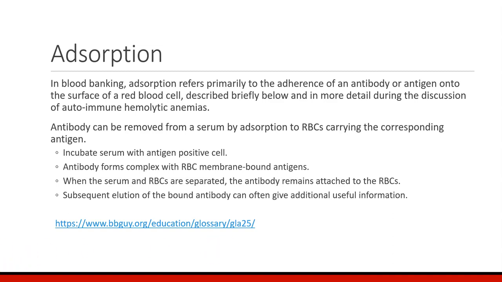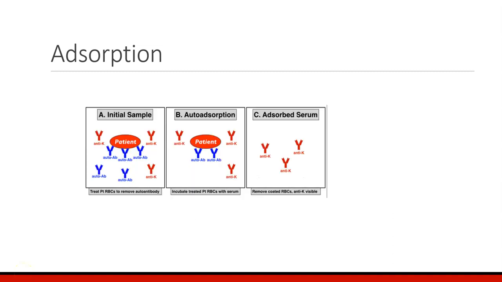The antibody will then bind and be removed. There's different applications of adsorption, and we talked about adsorbing out an alloantibody. In this case, this is called an autoabsorption, where we take patient cells that you can see have autoantibody coating them, and in the background we have an alloantibody. So we do an autoabsorption to remove the cold antibody because it's masking or covering up an alloantibody we want to see.